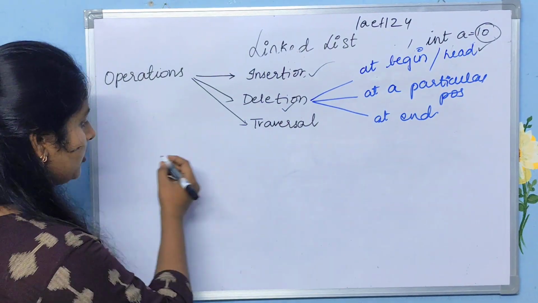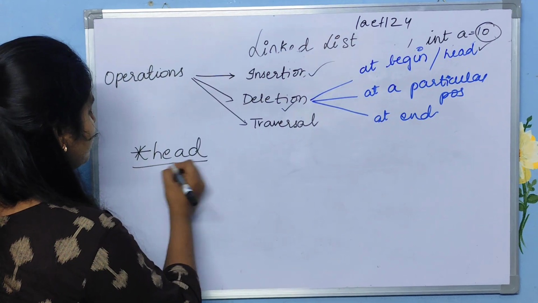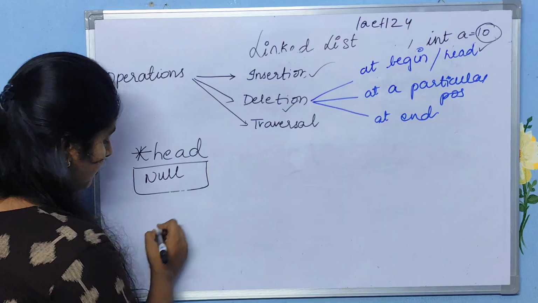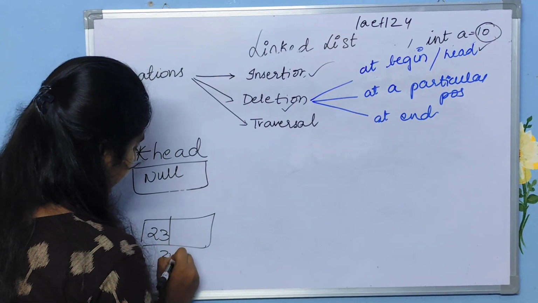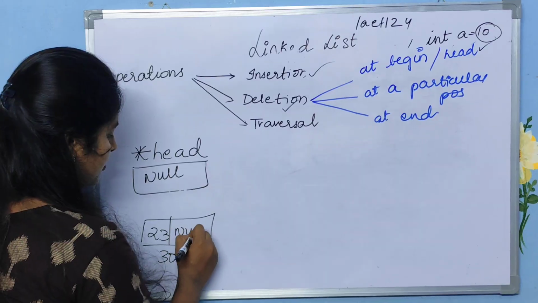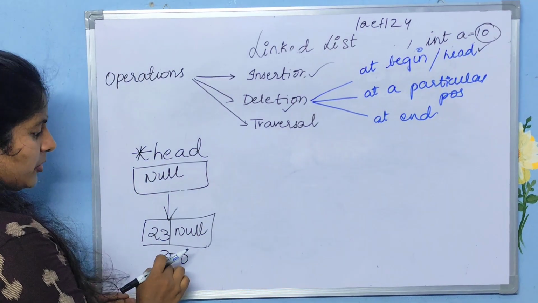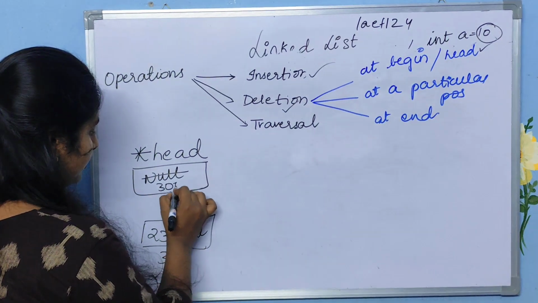I will give you the example for that. This is my head pointer. Head always points to my first node. So there are no elements, so it is pointed to null. My first element is 23. It is stored at the address 300. Its next part is null. So my head is always pointing to my first node, so null changes to 300.